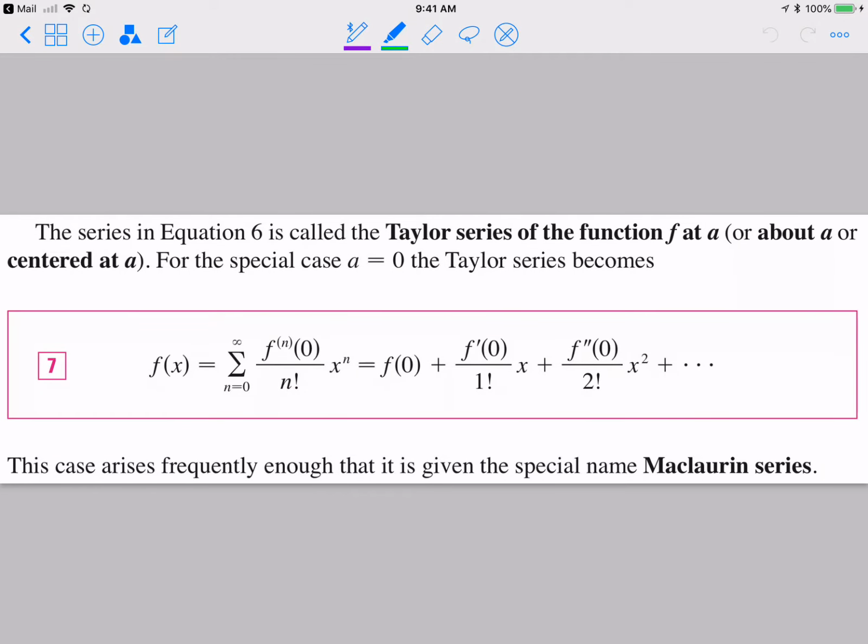Now, just as a refresher, this should be in your notes. The Maclaurin series is the Taylor series with the center of a, zero.